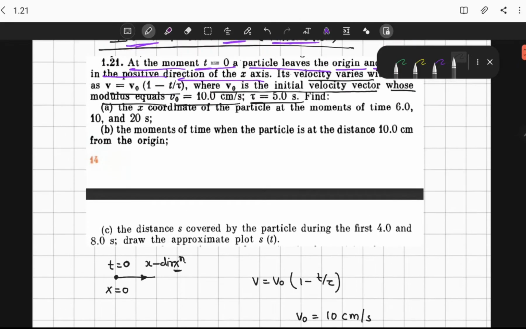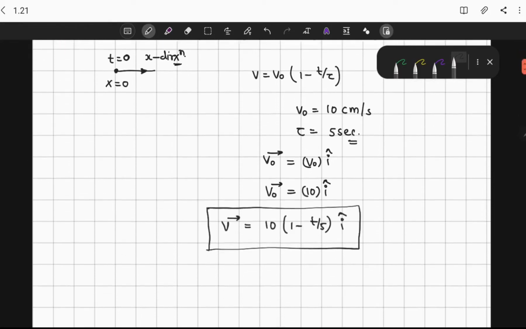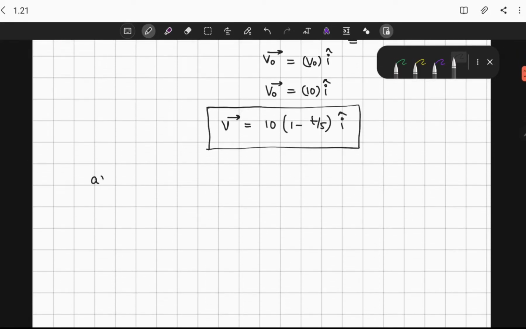Okay, now in the first problem it is asked to find the x coordinate of the particle at the time moments t is equal to 6 seconds, 10 seconds and 20 seconds. So let us say the particle is at the point x is equal to 0 at the time moment t is equal to 0, and it has displaced by a displacement, let us say delta s, and it has reached the position x.